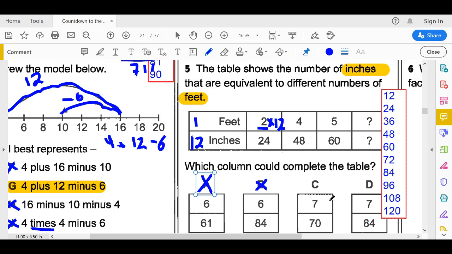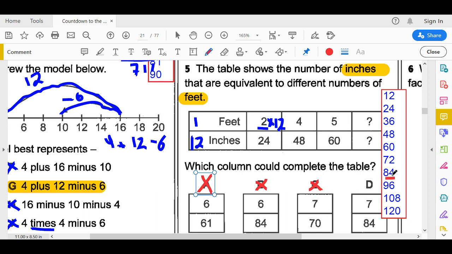Letter C, 70 is the same as 7 times 12? 1, 2, 3, 4, 5, 6, 7. No, we know that 7 times 12 is 84. We have it right here, 84. Not correct. But with this option, we have found that letter D, 7 times 12 equals 84.